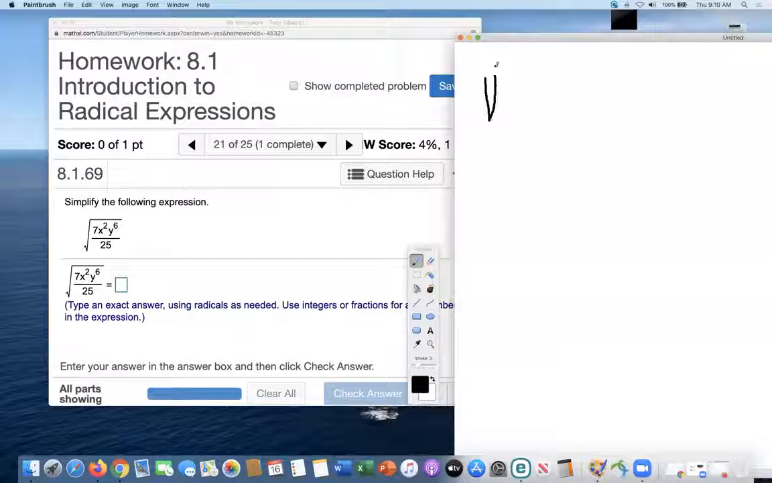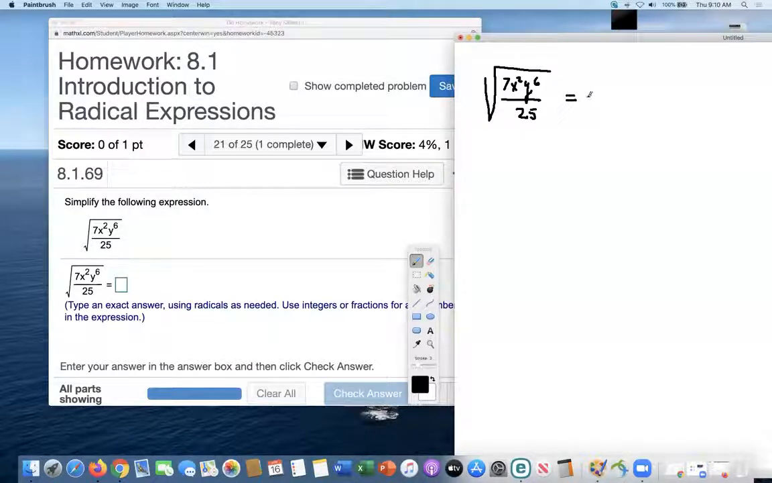Make a big square root. 7x squared y to the 6th over 25. First thing I would do is, can I clean up? Forget the square root. Can I clean this up? Can I do anything with this fraction? Simplify it? Nah. Can't do anything with it. If you can't do anything with it, live with it.